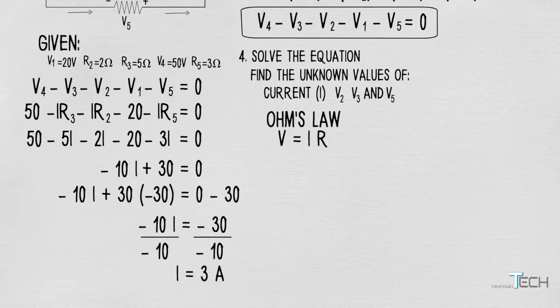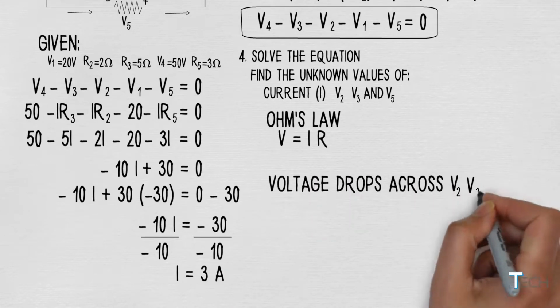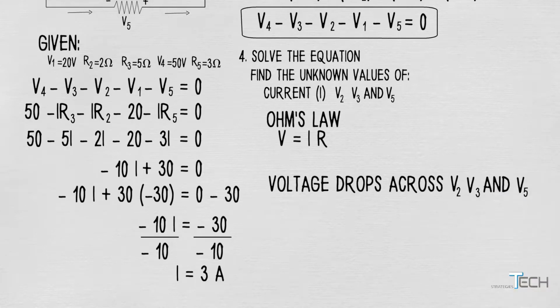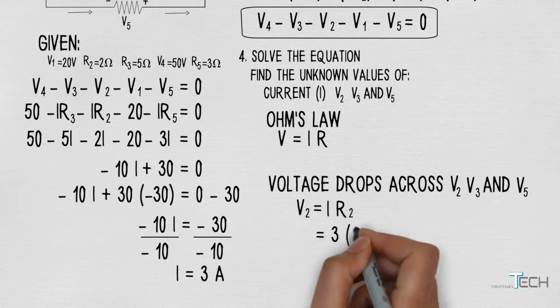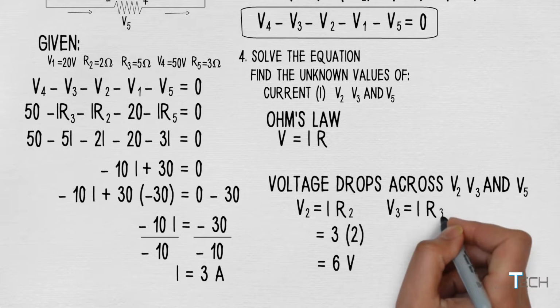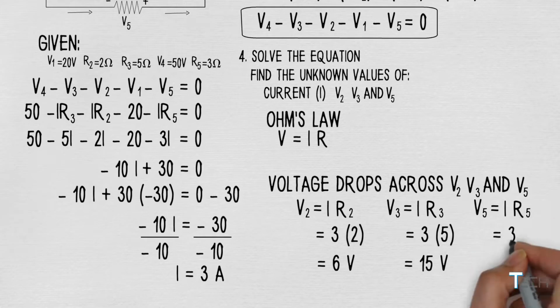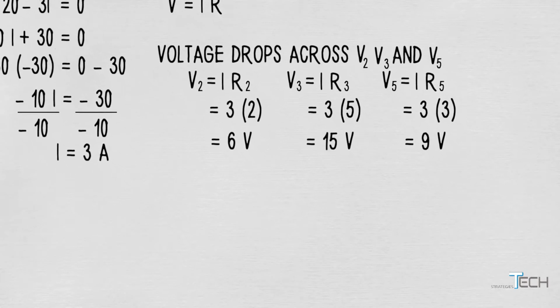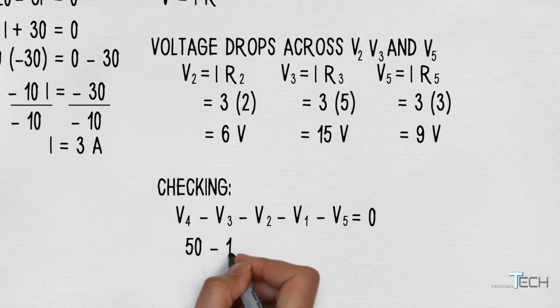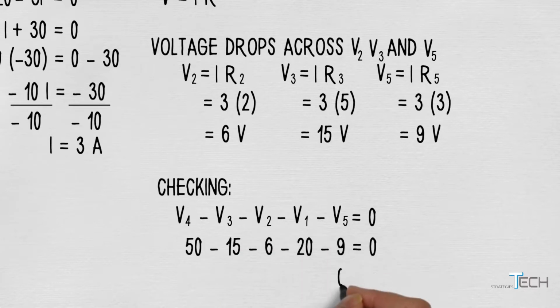Now that we have the current, we can now calculate for the voltage drops across V2, V3, and V5 using Ohm's law formula. V2 equals I times R2 equals 3 times 2 equals 6 volts. V3 equals I times R3 equals 3 times 5 equals 15 volts. V5 equals I times R5 equals 3 times 3 equals 9 volts. Let us now check to see if adding all these voltages yields to 0. 50 minus 15 minus 6 minus 20 minus 9 equals 0. If by checking and your answer is not equal to 0, then something is wrong with your calculation.